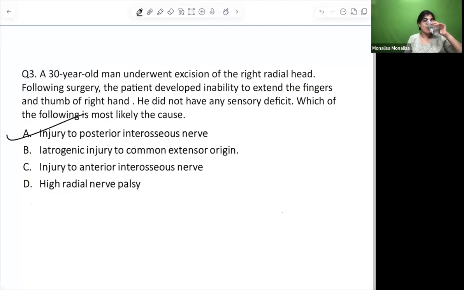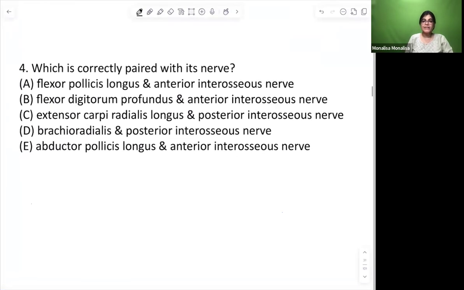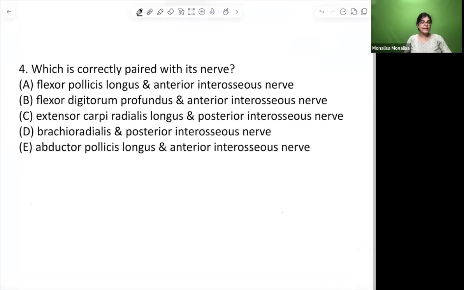Absolutely right. Injury to the posterior interosseous nerve. PIN is absolutely right. Now, match the following. Please give me the most correct answer. Which is correctly paired? Which is the most correct pairing in this MCQ?